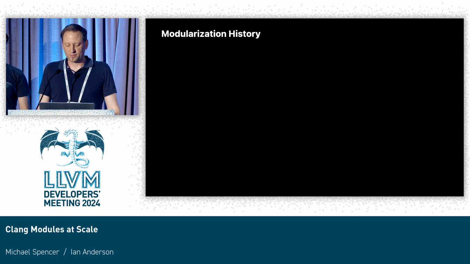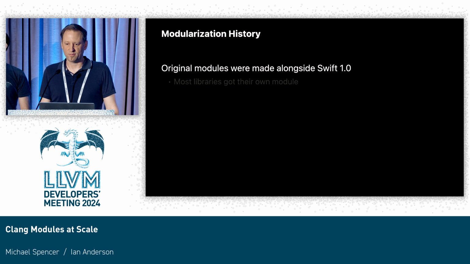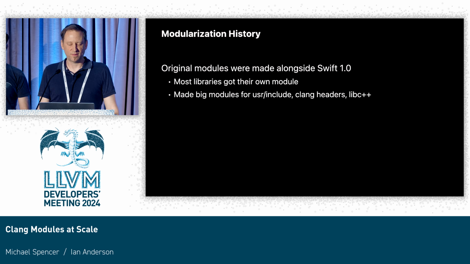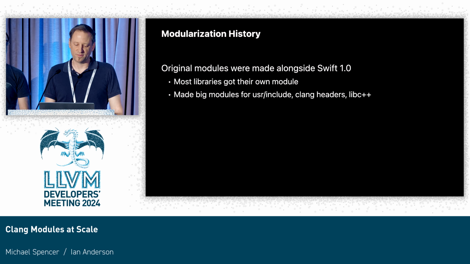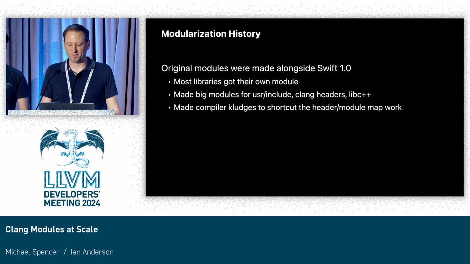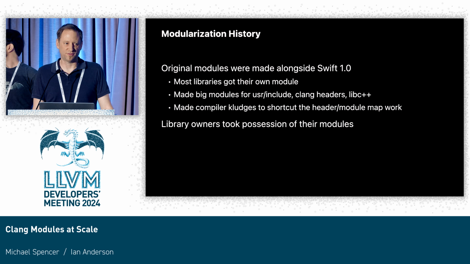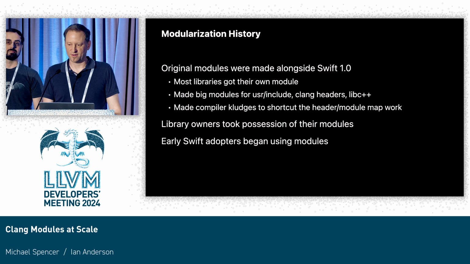So the original modules were made alongside Swift 1.0. Most libraries got their own modules. It was pretty straightforward. But once we got to user include, we just made one big module for the whole thing, and then another one for the Clang headers, and another for libc++. That didn't work, it caused a bunch of issues, but we just made some compiler kludges to shortcut some of that header module map work that we would have to come back to later. We'll talk about this a little bit more in detail. Once Swift 1.0 shipped, the library owners took possession of their modules, and we had some early adopters to start using modules.